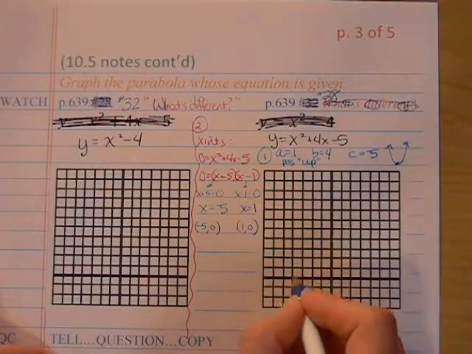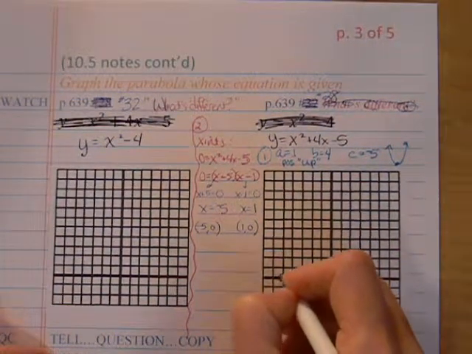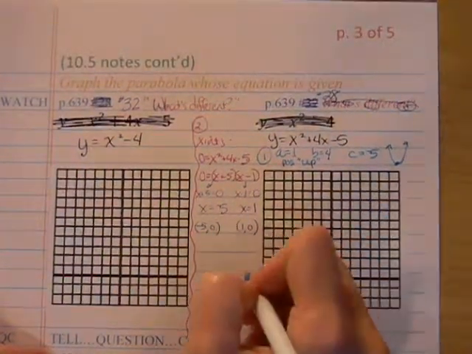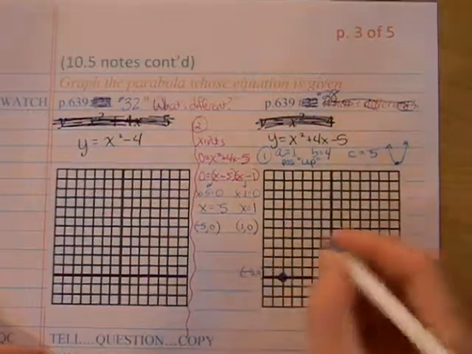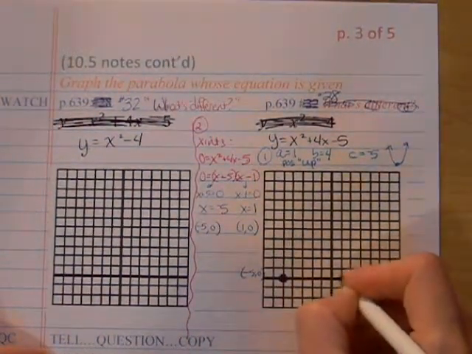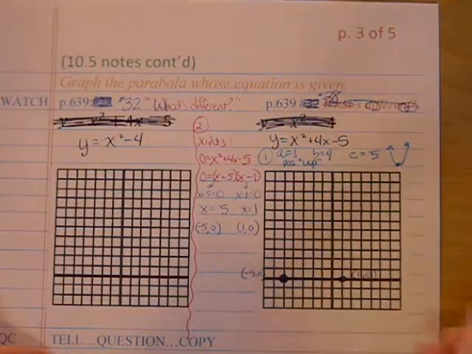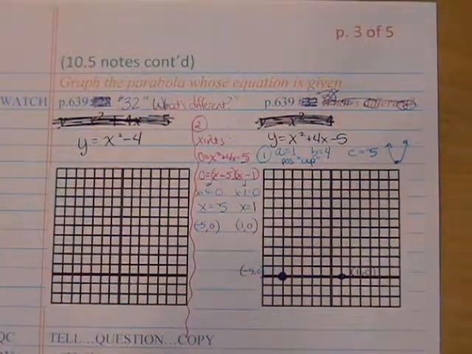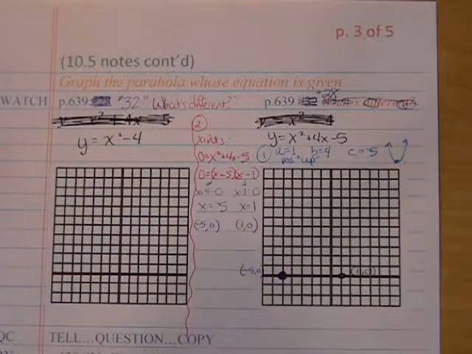So 1, 2, 3, 4, 5 to the left. Here's our x-intercept, negative 5, 0, and then positive 1, 0. There's our other x-intercept. So we know that much, and we know that it's going to be facing up.